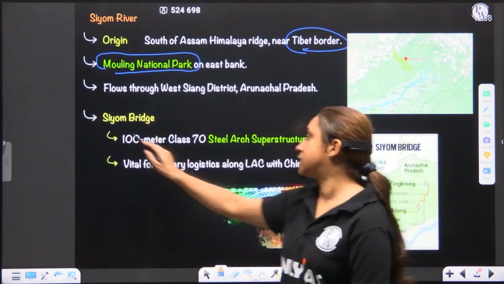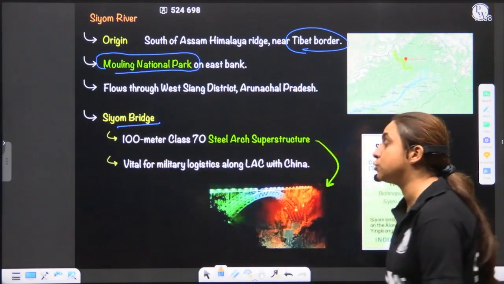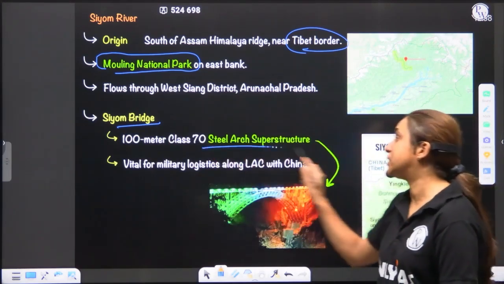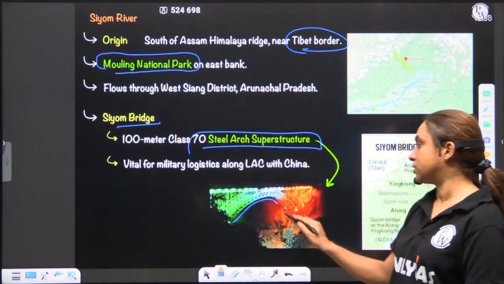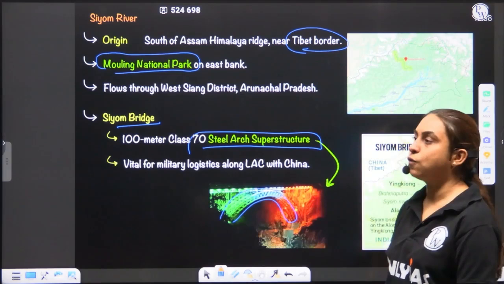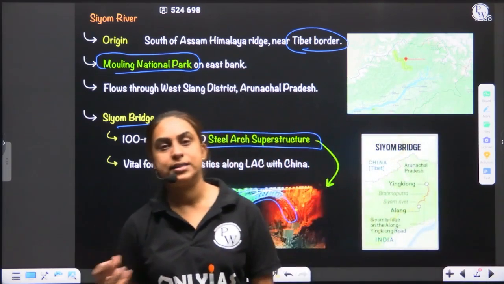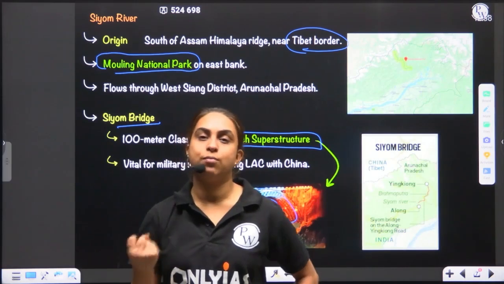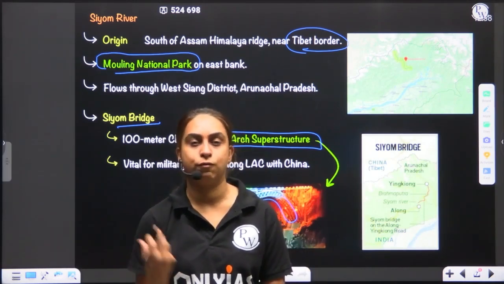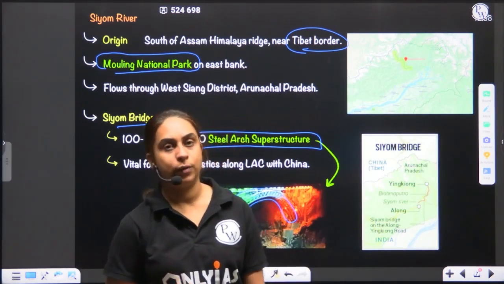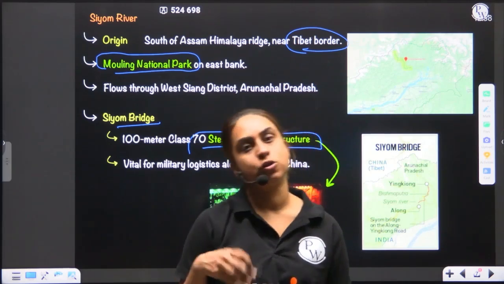It has the Syom Bridge. It is a 100-meter Class 70 steel super-structure. You can see this. It is very important for logistics along the India and China LAC border. So it's very important for logistic support, for the other support that we have. So Syom, two important things: Syom Bridge.